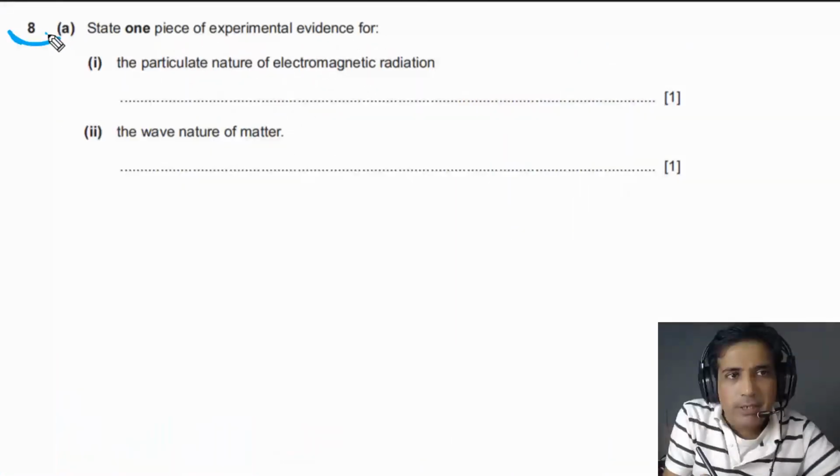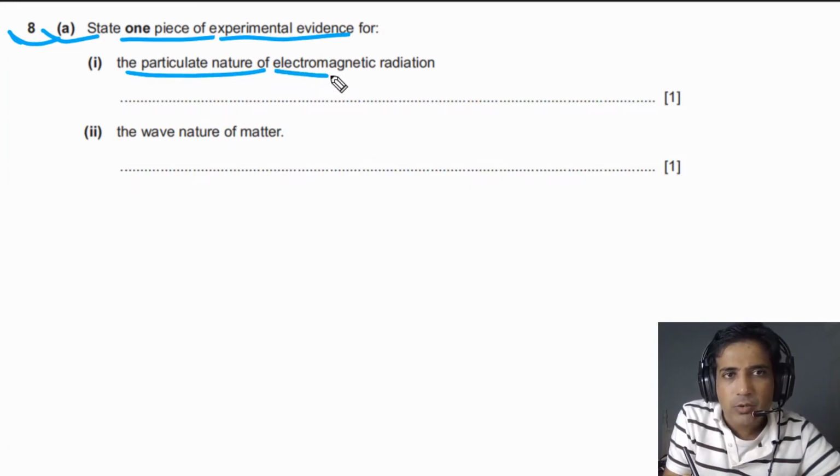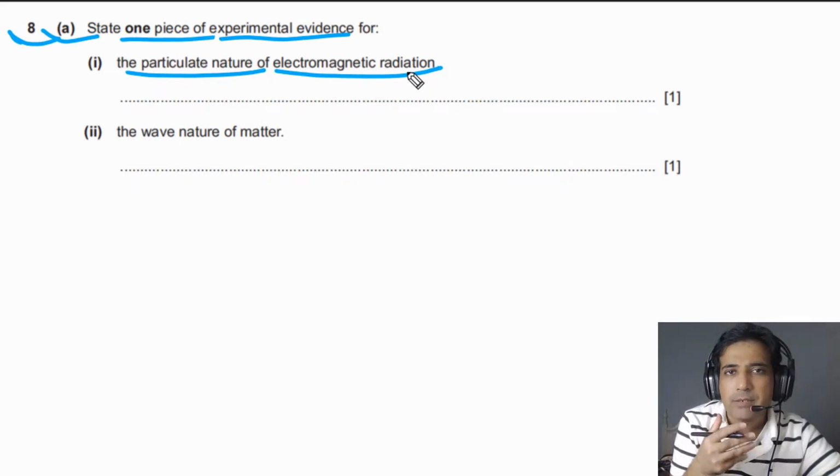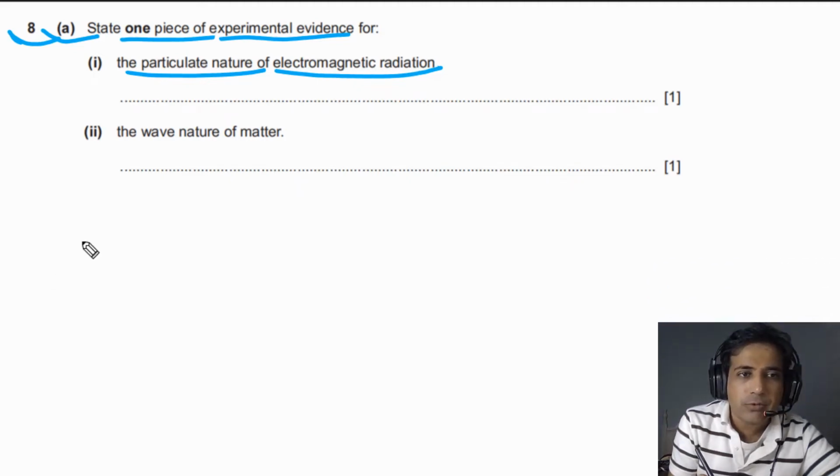For question number 8, part A, we need to state one piece of experimental evidence for the particulate nature of electromagnetic radiation. The photoelectric effect is evidence for the particle nature of electromagnetic radiation. Let's try to understand a little bit about the photoelectric effect.